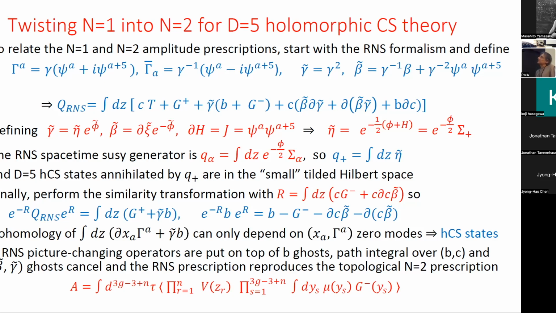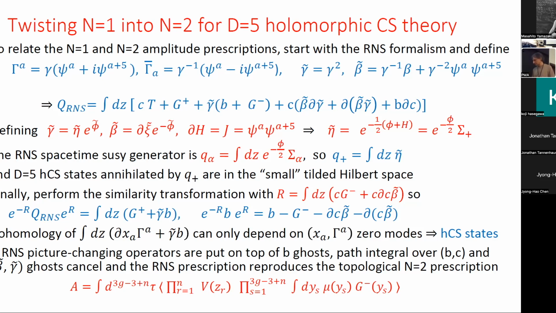Okay, finally, of course, this is the RNS generator, but you can relate it to the usual N equals 2 BRST operator by doing a similarity transformation, which essentially just removes all the terms from here, G plus and gamma tilde b. And now you can recognize that the cohomology of this operator is just the cohomology of the holomorphic Chern-Simons plus the requirement that it's independent of these extra ghosts, b c and beta tilde gamma tilde. So after you do that, and if you put the RNS picture changing operators on top of the b ghosts, then you find that you just reproduce the usual N equals 2 topological prescription. So that's the way to relate these two, at least for holomorphic Chern-Simons, and it's not completely trivial, but it's straightforward.